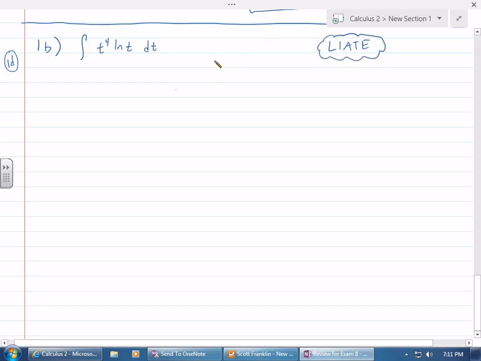So now normally what I do is I look at it and say which one's going to get simpler as I take the derivative of it. Of these, both of them are very simple, but the one that gets the most simple when I take its derivative is natural log, because it gets rid of the natural log. So I'm going to let u be log of t. And what does that leave for dv? That leaves t to the fourth dt. And again, remember the formula is integral u dv is uv minus integral v du.